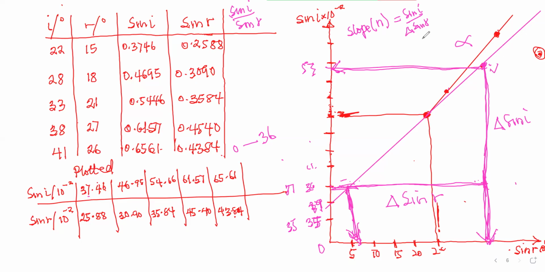sine R. When you divide vertical by horizontal, it is the same as what you do in math to find the gradient: Y2 minus Y1 divided by X2 minus X1. Y is the vertical axis. Don't forget this is the Y axis and this is the X axis. So it's the same as what you do in mathematics.